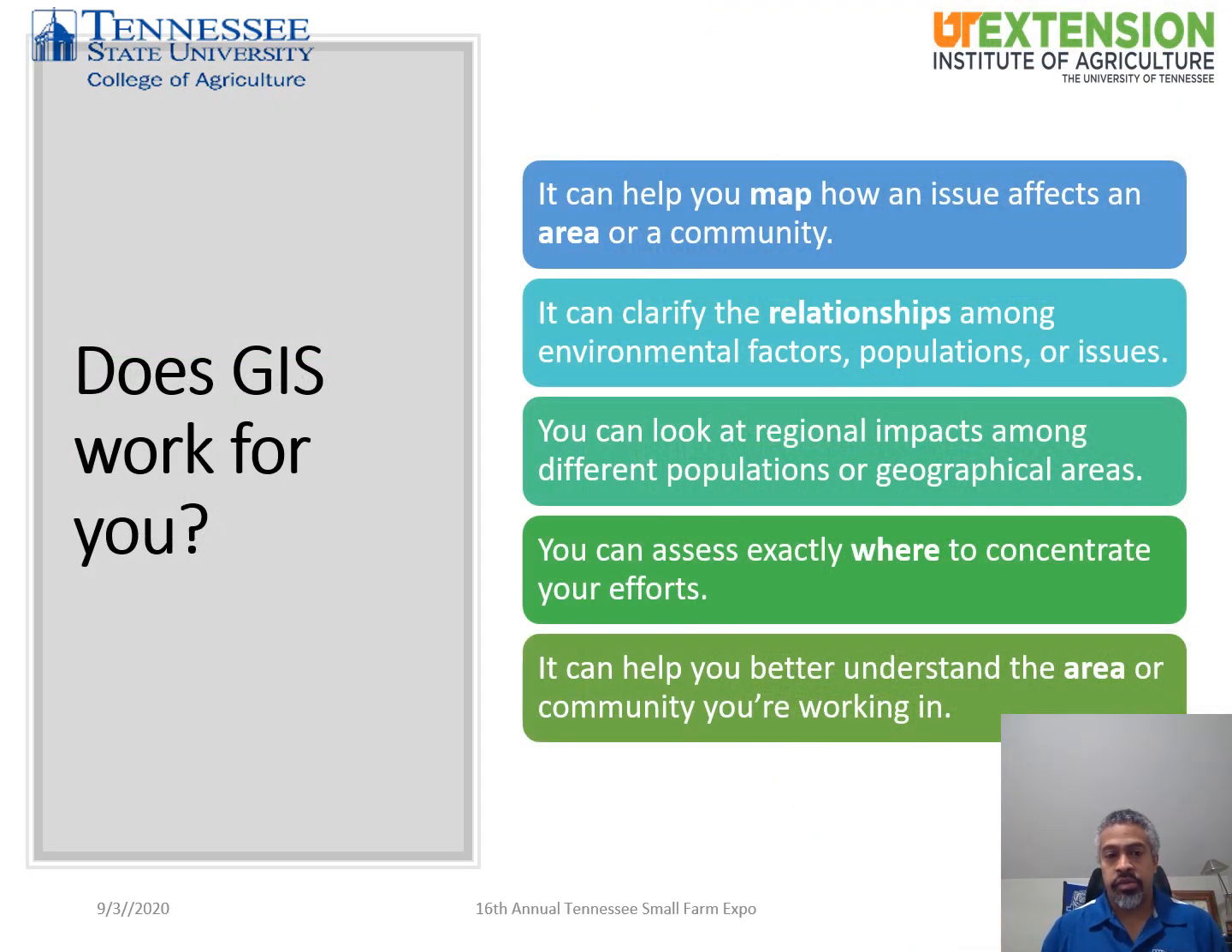So you want to ask, does GIS work for you? Of course, we know we can map various issues. We can look at relationships between different features on the ground. We could look at regional impacts. We could look at a particular location, and is this where I want to concentrate my work? Do I need fertilizer in this area but not in another area? So you can assess where to concentrate your efforts, and it just helps you to better understand the area or the community that you're working in.